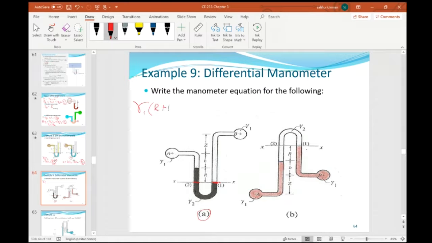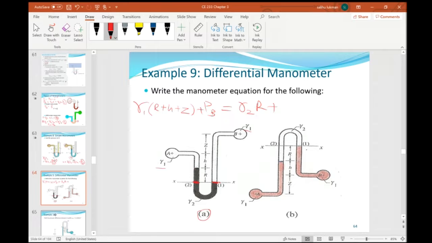It's going to be R plus A plus Z. Okay. And plus the pressure inside this gauge, PB, and this is equal to, we'll find the pressure at the other end, which is at point 2, which is, let's say, gamma 2, this liquid here is R, so gamma 2 R, and then plus another fluid, which is the same as the fluid here, gamma 1.